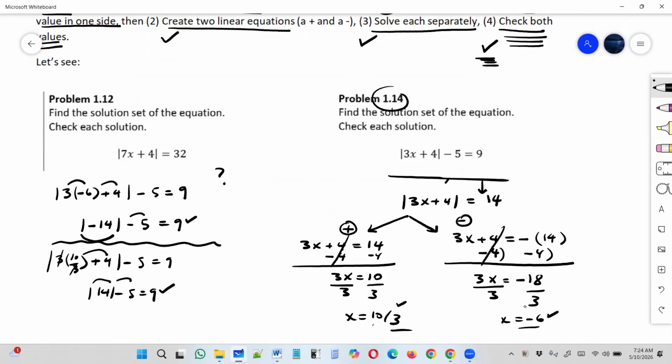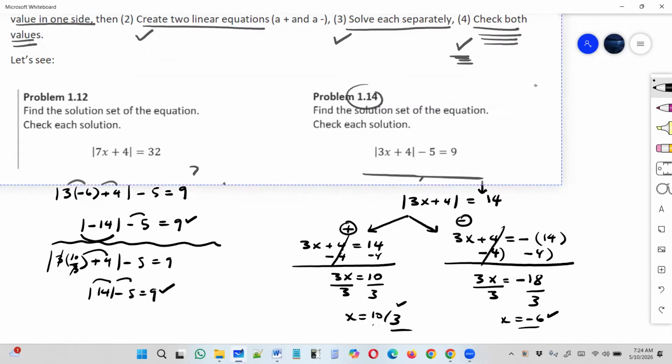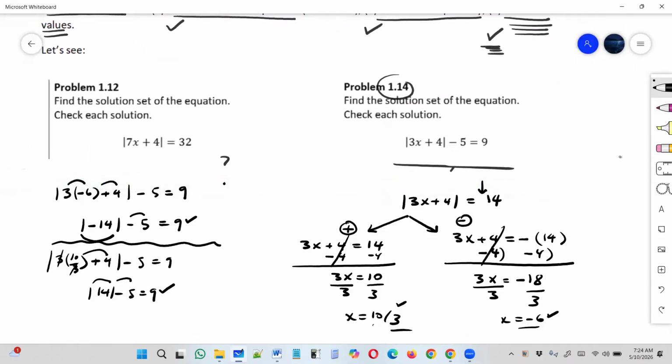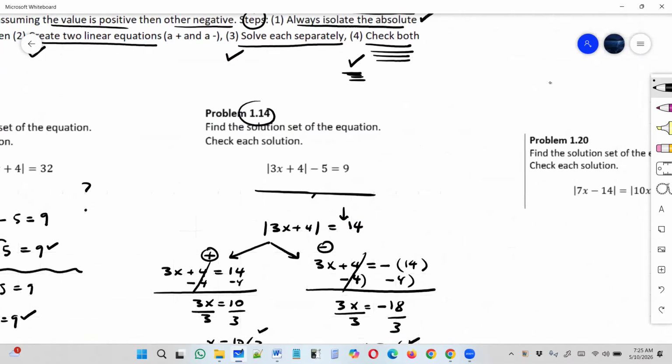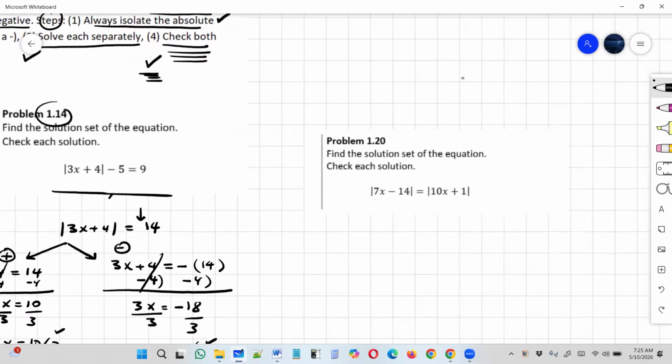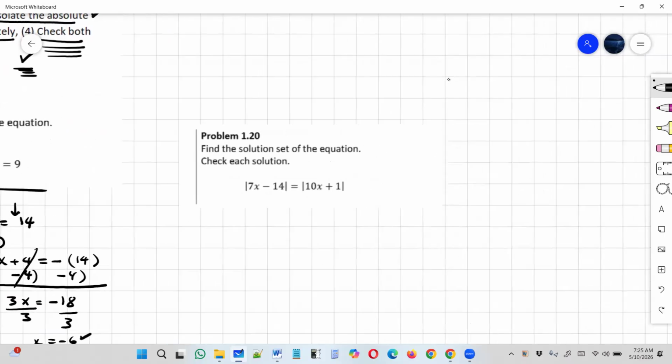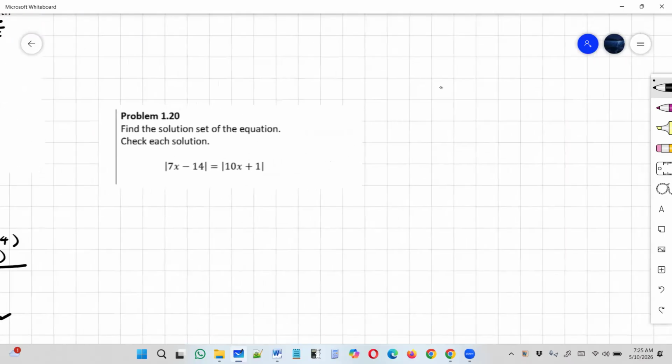So in this case, again, both answers are correct, which is fine, but they still have to be checked. Now, we're going to see another example where this is not going to be the case, and that's why we have to check. Let's see our last example, which is this one.